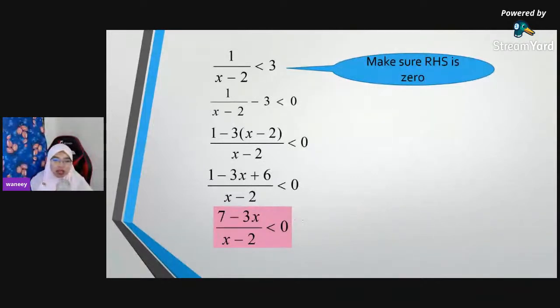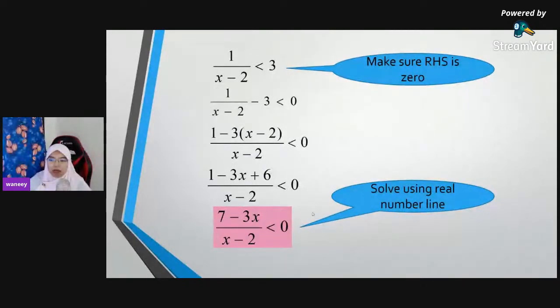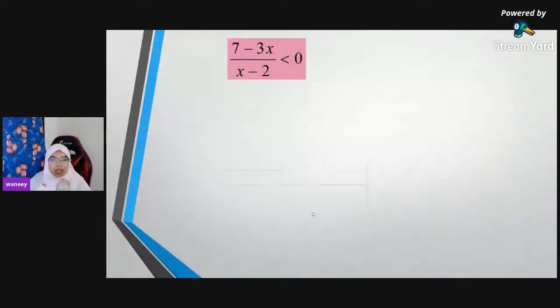So now we got to do a real number line for this. Solve using the real number line, or you can use table of sign, either one. Okay, so assume 7 minus 3x greater than 0. So that means x will be less than 7 over 3. Be very careful because when you want to have your x as the subject, you are dividing by some negative number. Therefore, do make sure to flip the sign.